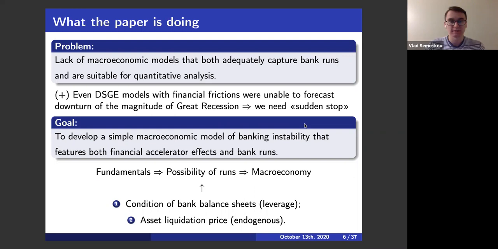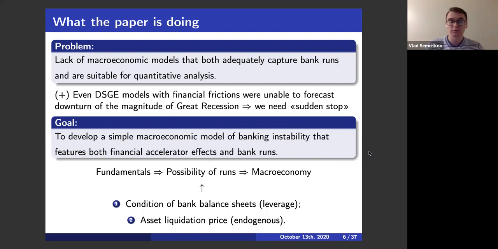and basically the freezing of the financial system. So the goal of this paper is to develop a quite simple and tractable macroeconomic model with banking instability embedded in it that will feature both financial accelerator effects and bank runs. Generally, the mechanism of the model is as follows. Some macroeconomic fundamentals are going to affect the possibility of runs, and therefore will lead to the possibility of the banking run equilibrium, which will translate into the macroeconomy further.